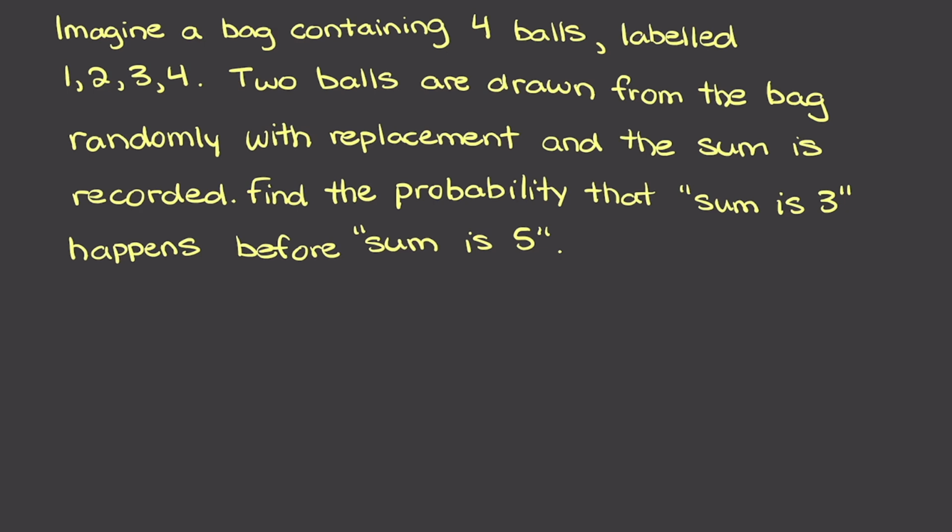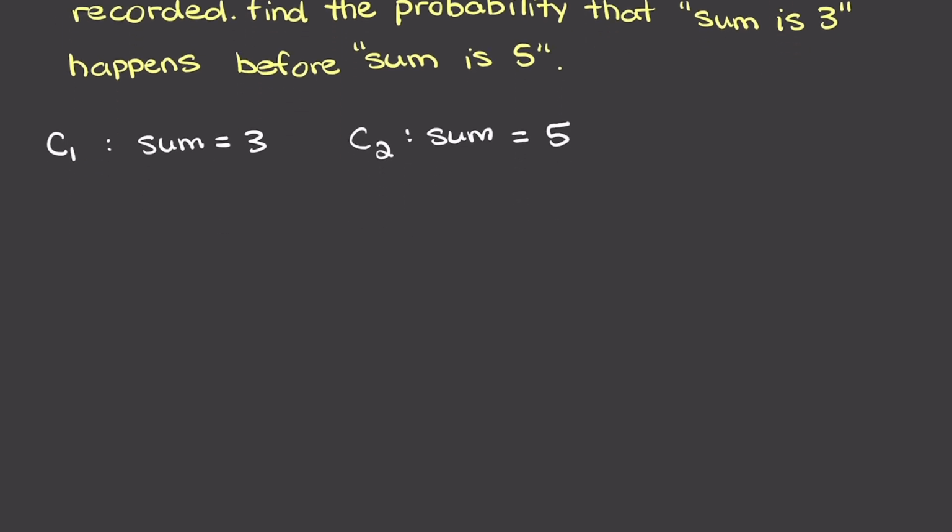So let's start by defining the events that we have. Let's say we have event C1, and this is the event that sum equals 3. And then we'll have the event C2 that sum equals 5. And let's find the probabilities of these two events. Because the numbers are small, we can write down all the outcomes that we have.